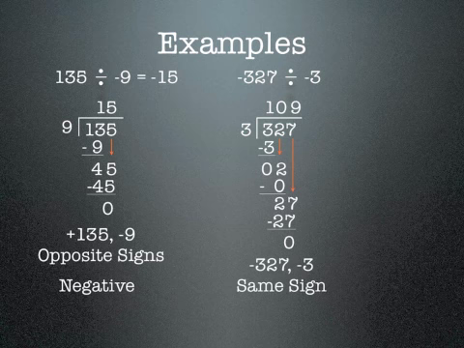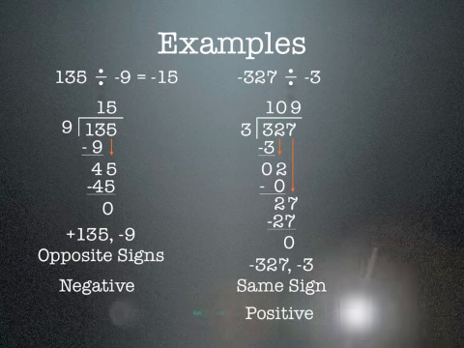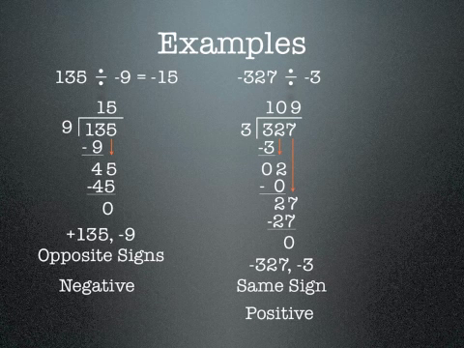Now I just need to check the sign. Since both numbers are negative, they have the same sign, which means my answer will be positive. So negative 327 divided by negative 3 equals positive 109. Now you can multiply and divide integers.